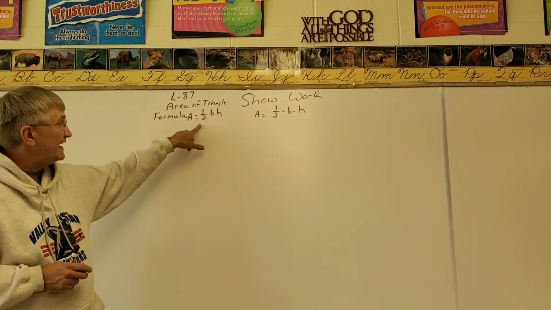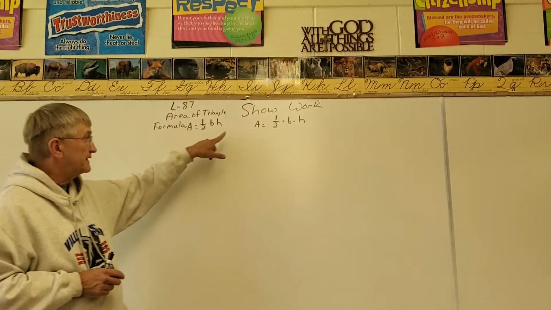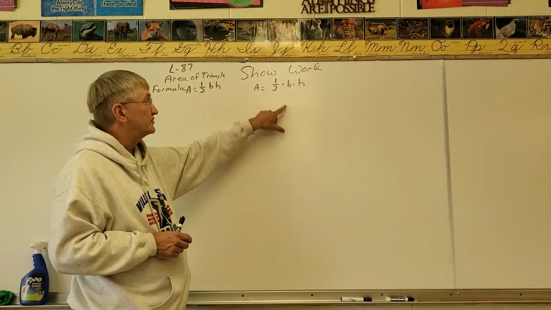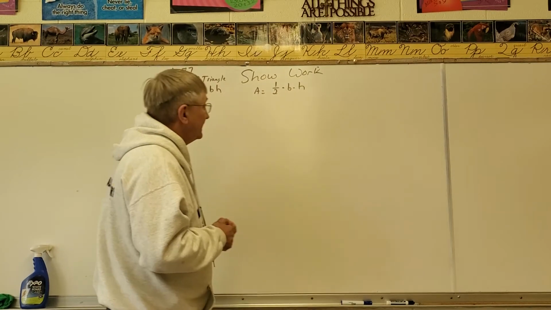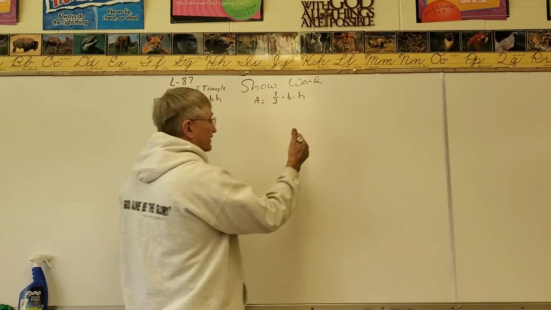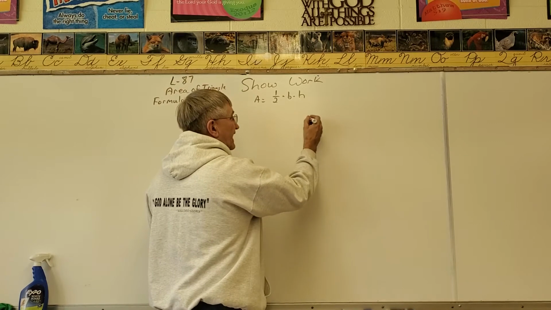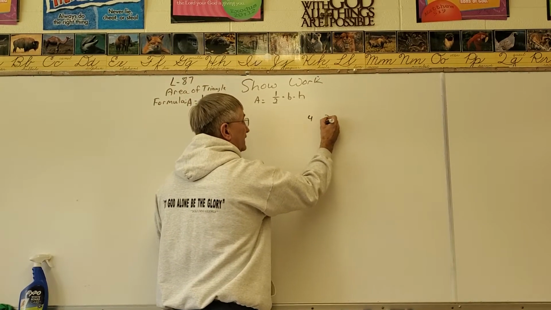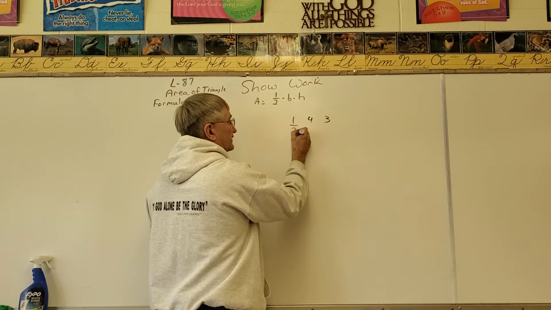Now, if you notice, this is how it's written out in the book, but I wrote it out so you could actually see using the dot as a multiplication symbol. So 1/2 times base times height. And what that basically means is this. If I put numbers in for this, I'm just going to show you. If I had a base of 4 and a height of 3, it would be looking like this.